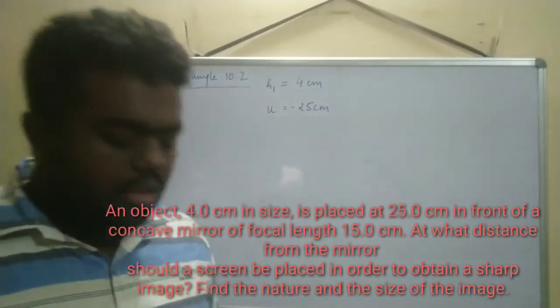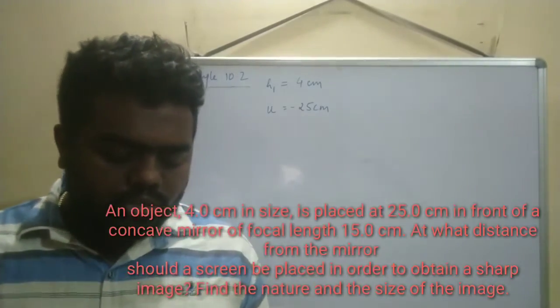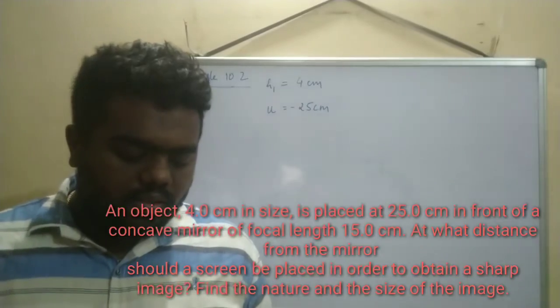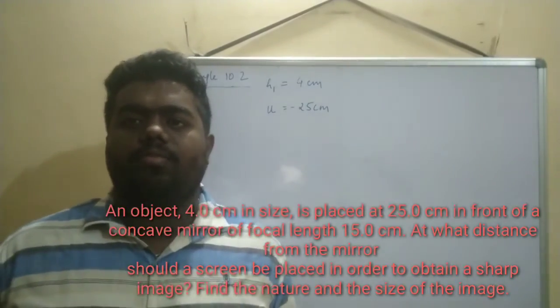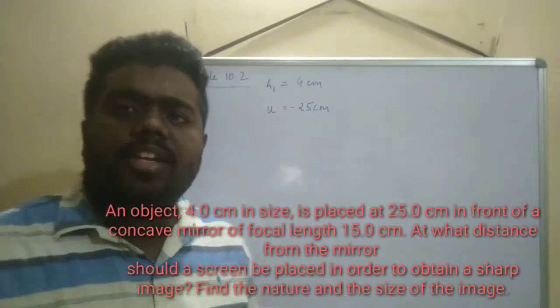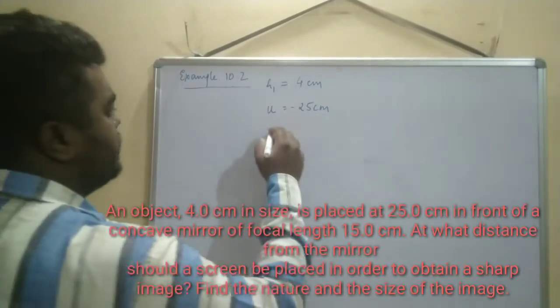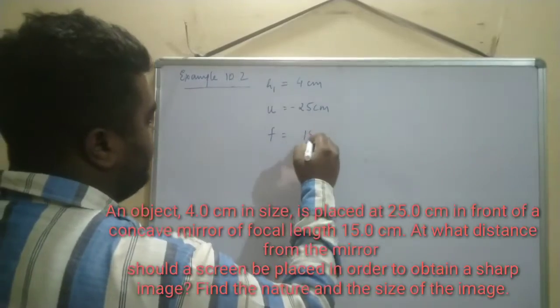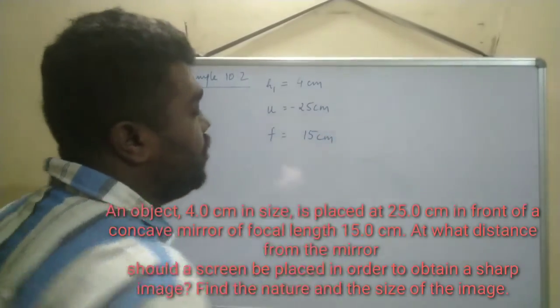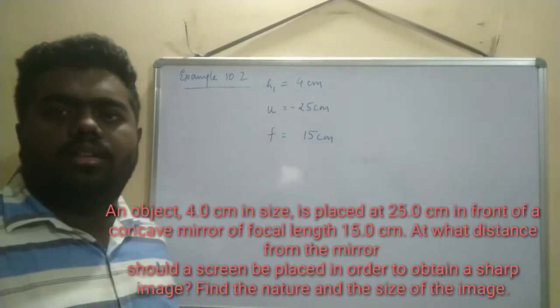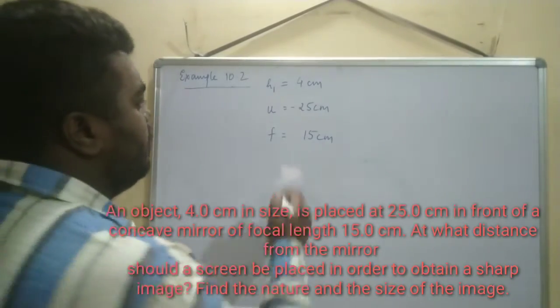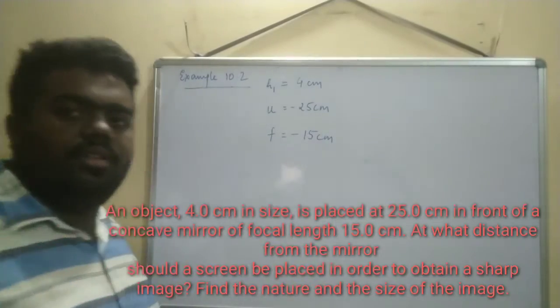Now what does the question say further? Of focal length 15 cm. So f is given as 15 cm. Now it will be positive or negative, so we will see the type of mirror. This mirror is a concave mirror. Now for a concave mirror, the focal length is negative.